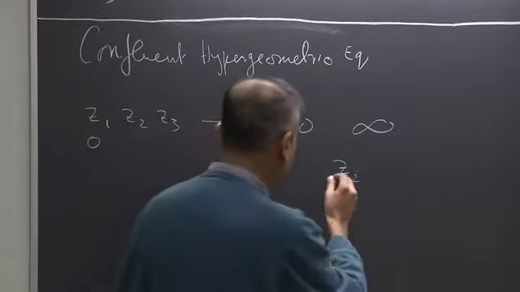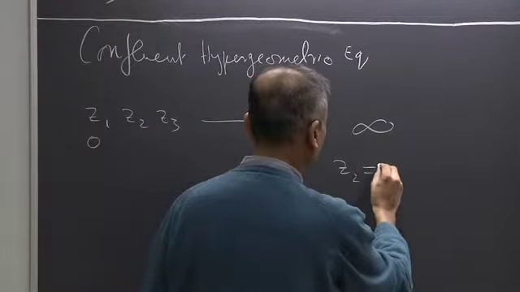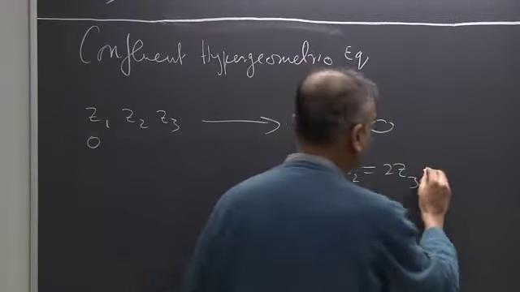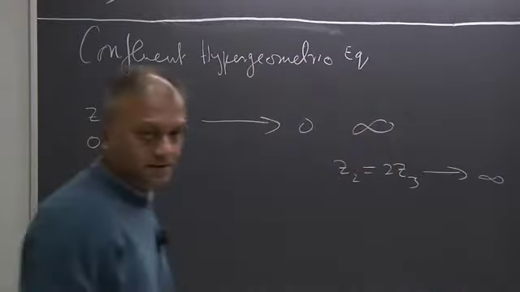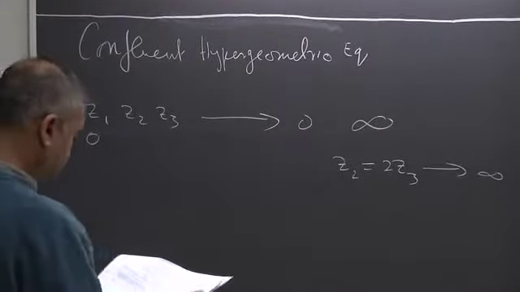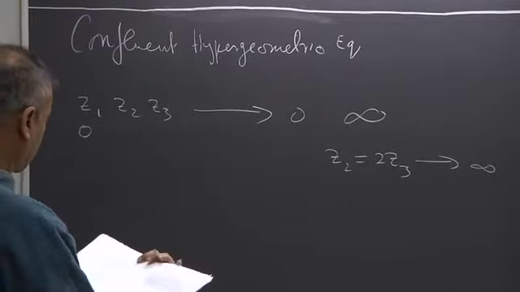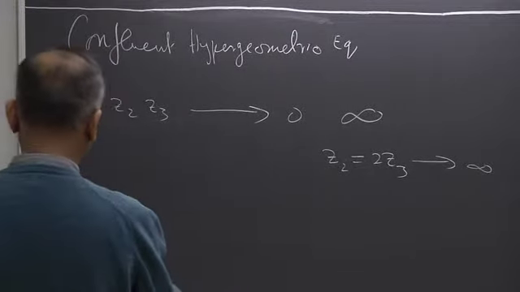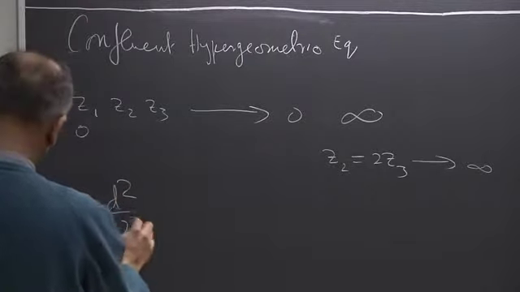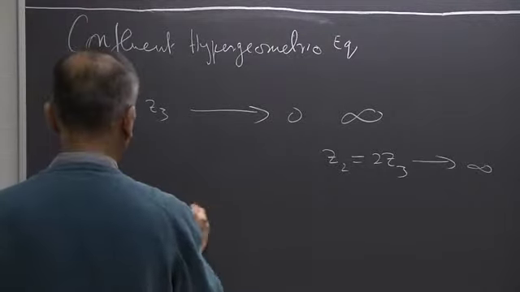So it was something like, I think, z2 was equal to z2, z3. Okay, we just chose z2, z3, and they were going to infinity. And with that, what we found was that the equation we got was this equation. The resulting equation was simply z d2 by dz2 plus c minus z.